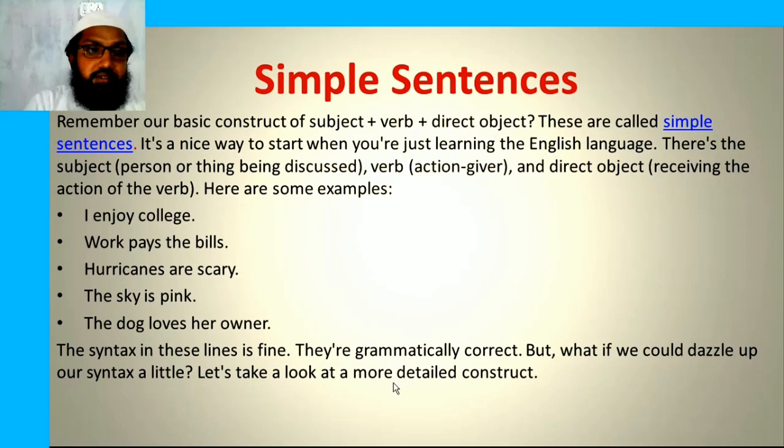These are called simple sentences. It is a nice way to start when you are just learning the English language. There is a subject, the person or thing being discussed, a verb, the action or giver, and the direct object receiving the action of the verb. Here are some examples.